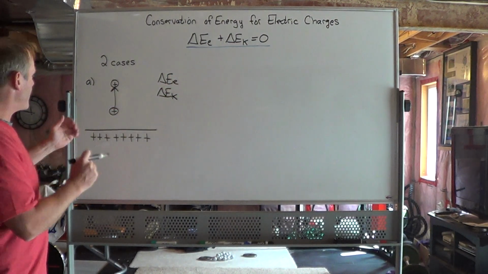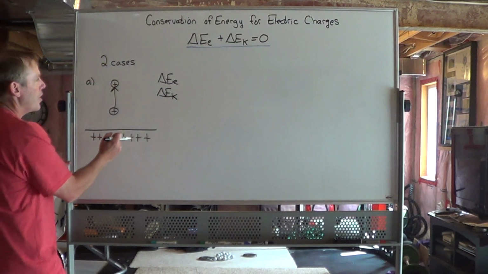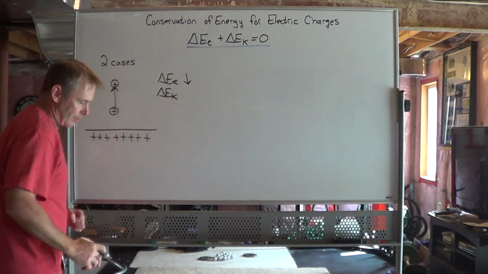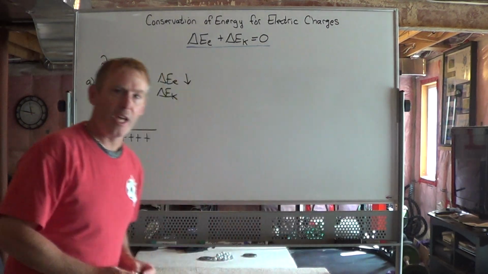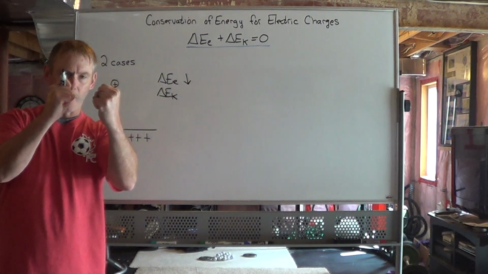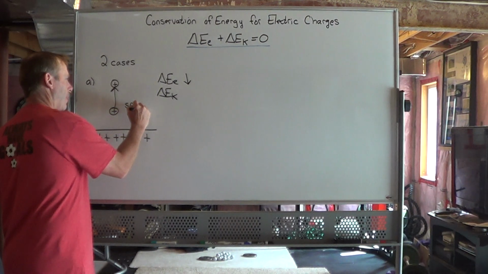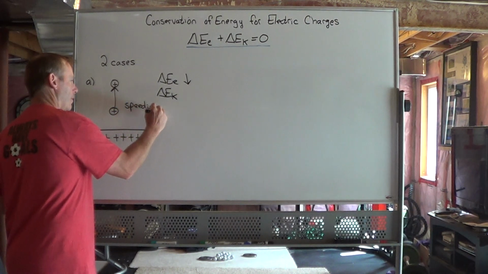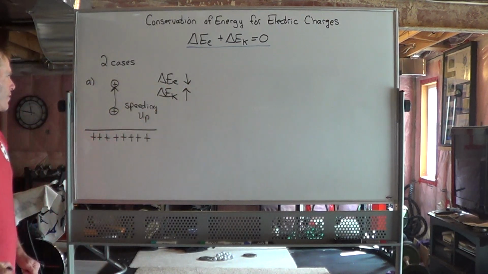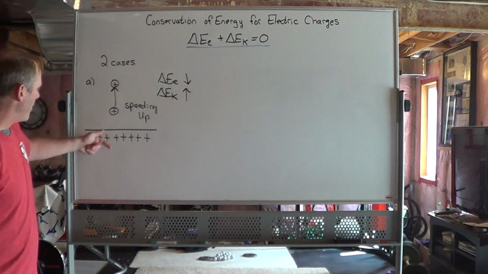And because the tension between the positive plate and the positive charge is now not as great, we have a loss of electric potential energy. But what's happening is, as we build these charges up and let it go, it's going to take off. It's going to be speeding up. And so we have an increase in kinetic energy. All right, so that's moving a positive charge away from a positive plate.